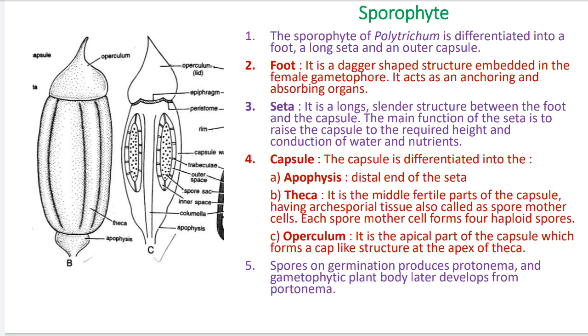In case of mosses, or in case of Polytrichum, these capsules or sporophytic structures are more complex compared to hepatics and Anthocerotopsida. Okay.